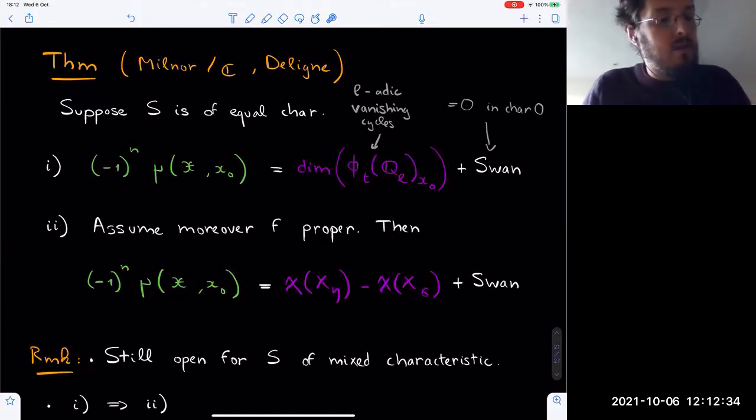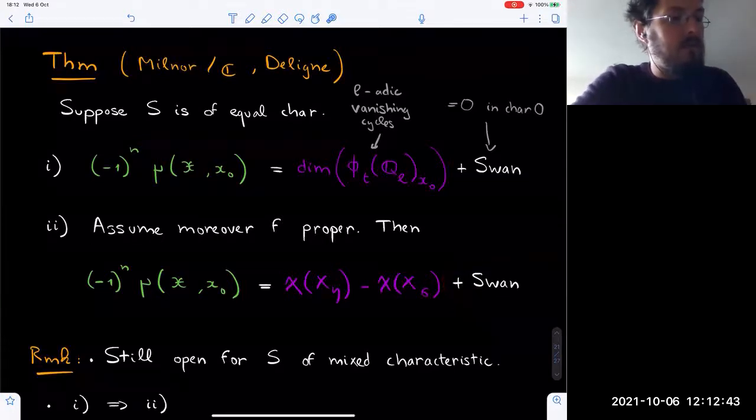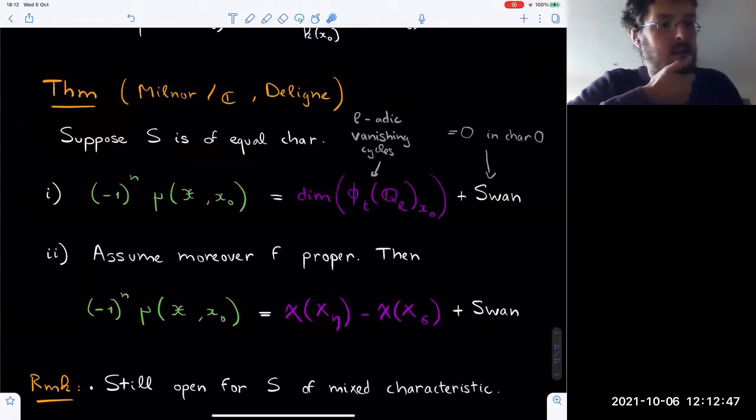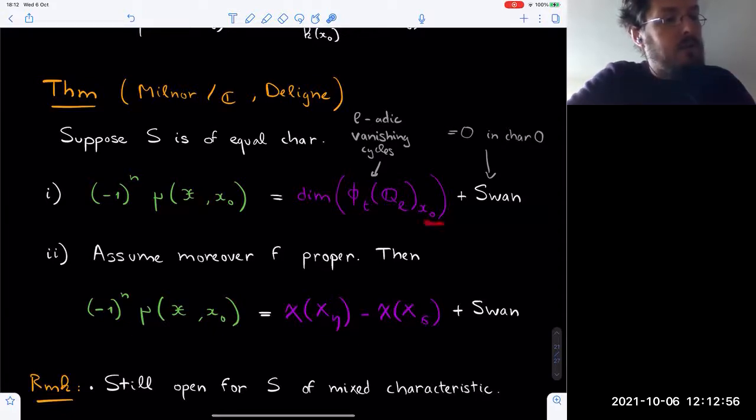But it's not really important for our purpose. I mean, it has to be there in positive characteristic, but for us it's not going to really matter, and it's kind of mysterious what it should be in our context. So that was the global version, and then there is a local statement which is formulated in terms of the so-called vanishing cycle functor. So, for instance, the l-adic vanishing cycle functor.